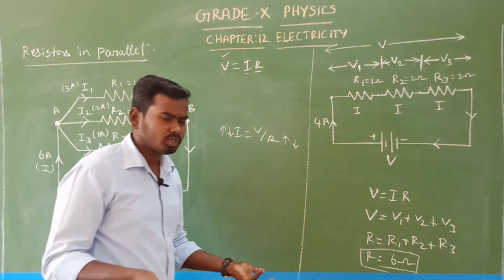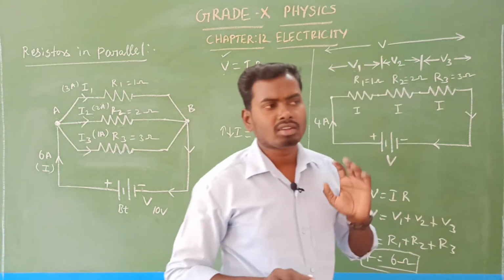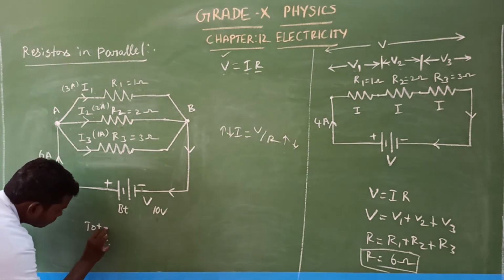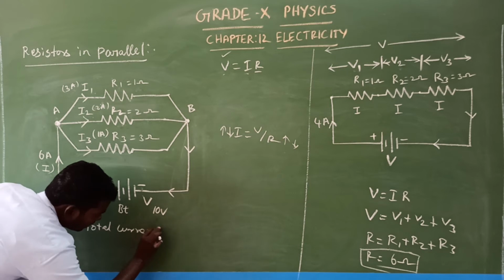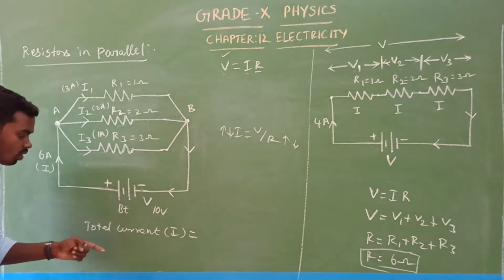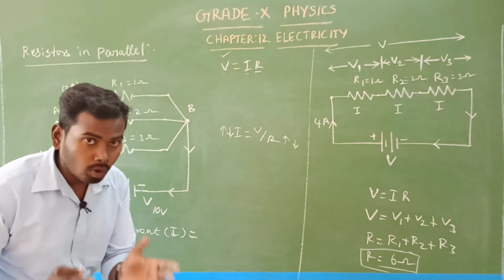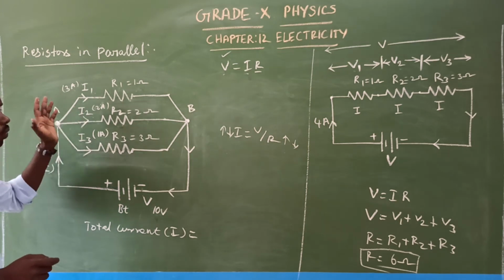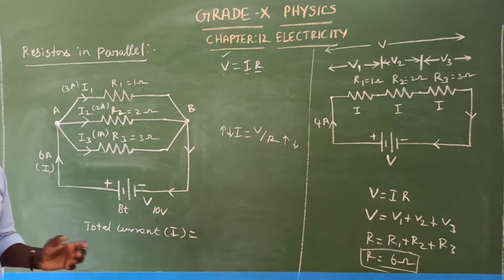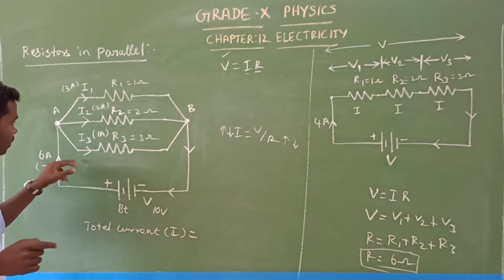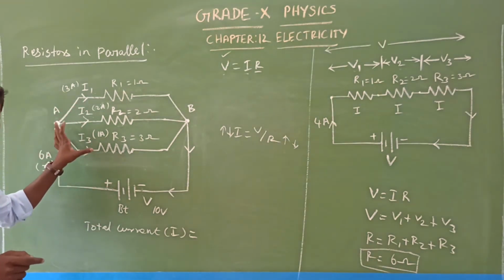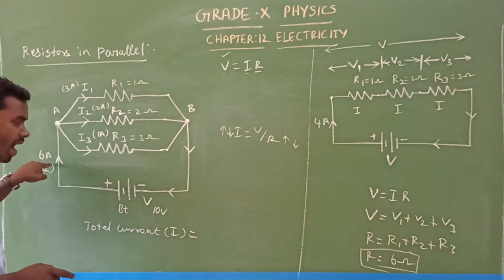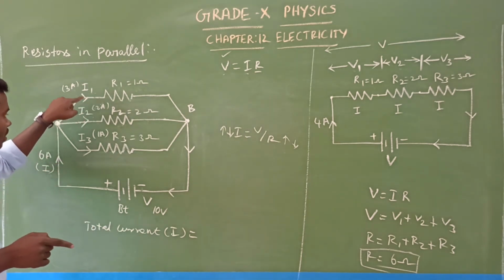What is the total current, sir? You may ask me, what is the total current? Look here, the total current I in parallel combination, note this point, is equal to the sum of the individual currents flowing through the resistances. The total current flowing through the parallel combination is equal to the sum of individual currents, because the total current I gets distributed in the form of I1, I2 and I3.